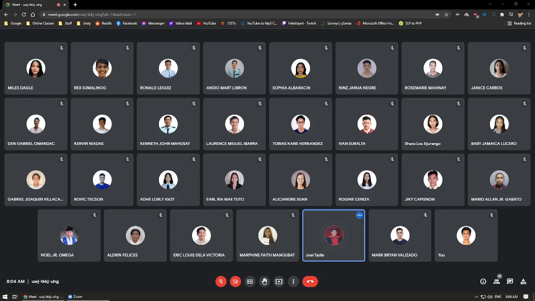Interpreted as slope. Kay na discuss naman to na to atong prelim exam last time, no? So, allow me to share first my screen, guys.